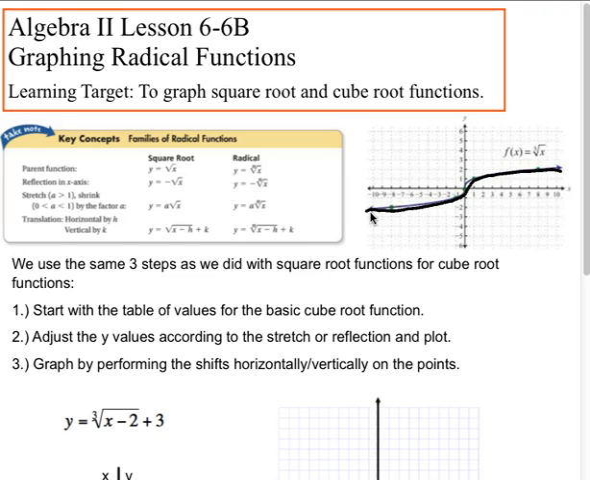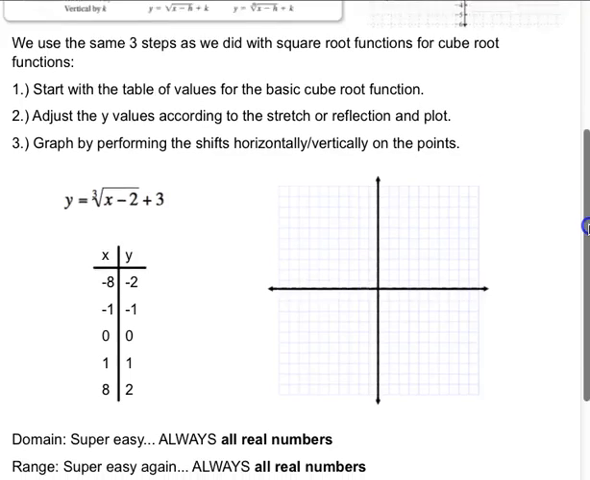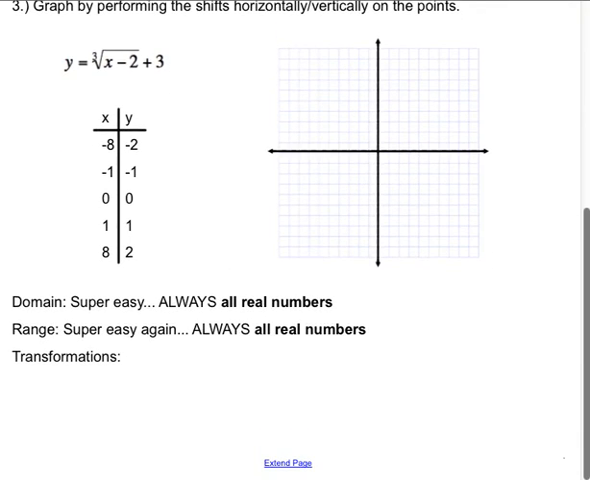in this section. So the steps are actually exactly the same 3 steps as previously, as last night's section with radicals or with square roots. Except this time our table is going to be slightly different because we only want to use nice values.